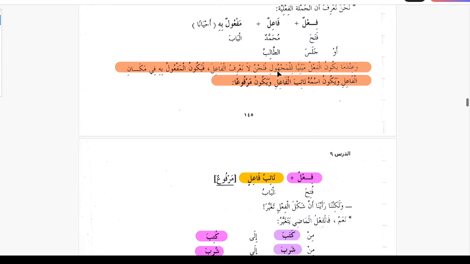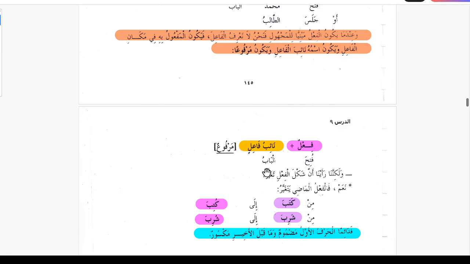Like in this case, Fataha Muhammadun Baba, Muhammad opened the door. Now if we remove the file, if we don't know who opened the door, we will say Futihal Babu, the door was opened. We don't know who opened the door. So Futiha is the passive form of the verb, and Al Babu is what was opened. In the active form, Al Babu is maf'ul bihi, but in the passive form, it becomes naib file and it is marfu. So this is how the passive form of the verb works.